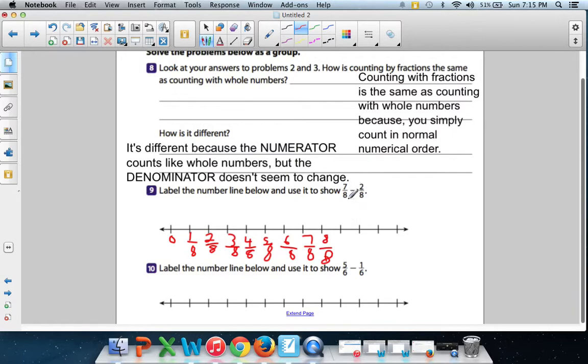Now we have to do 7/8 minus 2/8. So I'm going to show you a simple way. Just put a dot on where you're supposed to start, 7/8, and then it says minus 2/8. So go back 2. 1, 2. Where do you land? 5/8. So the answer is 5/8.